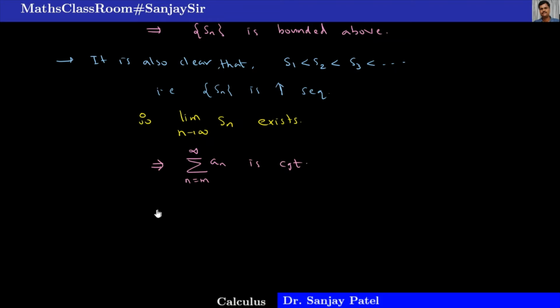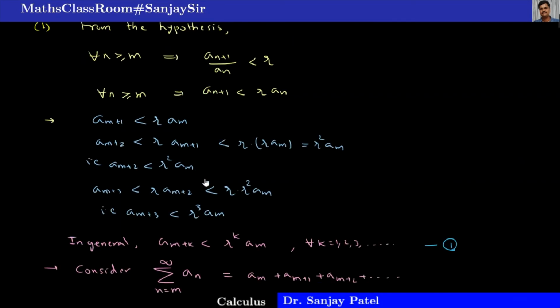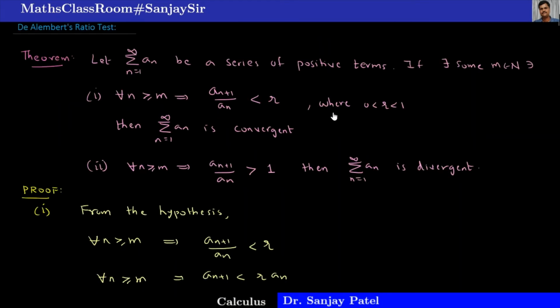And again, if you add or remove some finite number of terms from a given series, its convergence is not affected. That also we have proved. So if sigma from n equal to m to infinity of an is convergent, then sigma from n equal to 1 to infinity of an is also convergent. So we have proved the first part, that if the ratio an plus 1 upon an is less than r, where r is between 0 and 1, then sigma an is convergent.